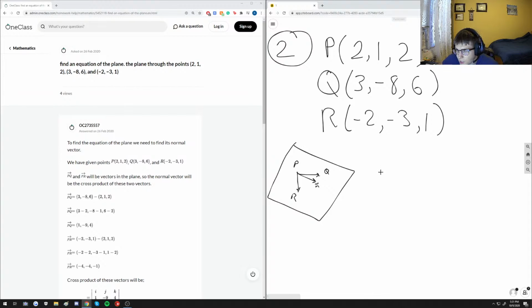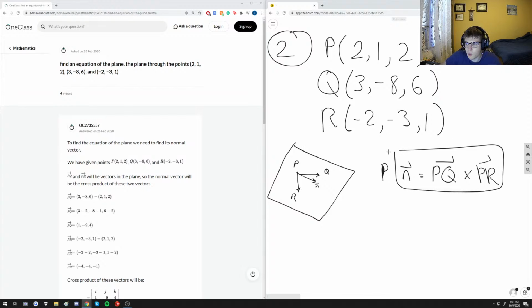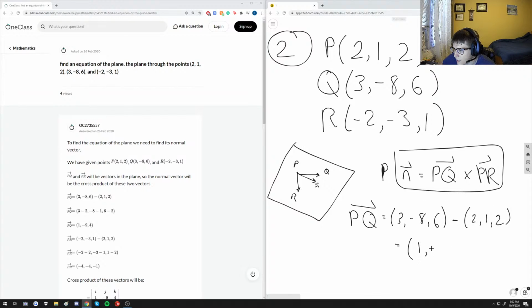So essentially what I'm saying is that to find our normal vector, we're going to have to do PQ cross PR. And before I jump too far ahead of things, we have to first define PQ and PR. So PQ here, because we're going from P to Q, we want to take the point at Q and subtract it from the point at P. So we're going to have (3, -8, 6) minus (2, 1, 2). And then we just subtract each coordinate element-wise, and we get (1, -9, 4).